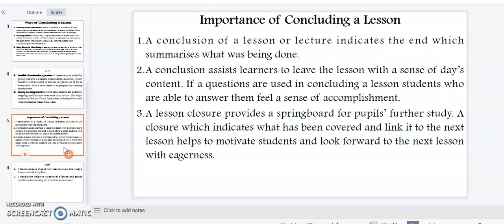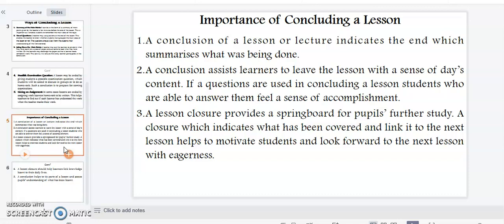Number 2, a conclusion assists learners to leave the lesson with a sense of the day's work. If questions are used in concluding a lesson, students who are able to answer them feel a sense of accomplishment.